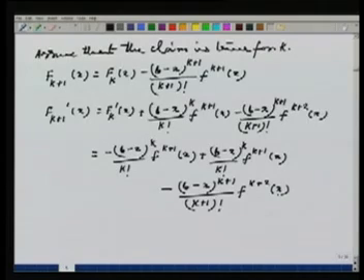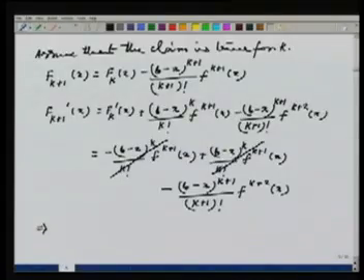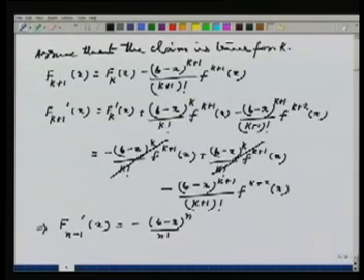Now I can cancel the first two terms. So the answer is the third term, but that is precisely the same as my claim. So we have proved the claim for all k's. In particular, this implies the result is true for f_{n-1} also. So f_{n-1}'(x) now turns out to be minus (b minus x)^n by factorial n, then f^(n)(x).